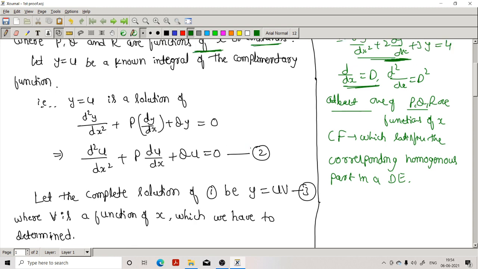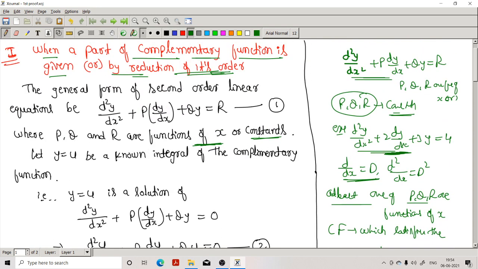Here in this equation 1, the homogeneous part is nothing but what you get if you equate the RHS to 0. So complementary function means it is a solution of the homogeneous part in a given differential equation.